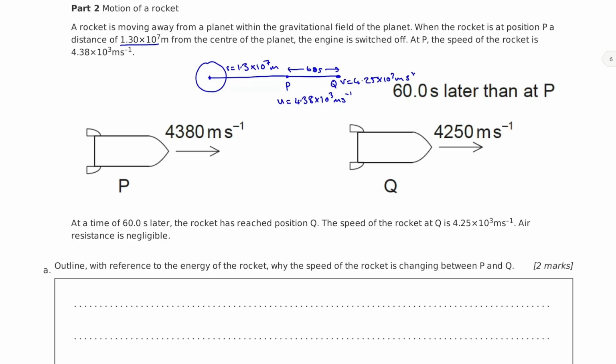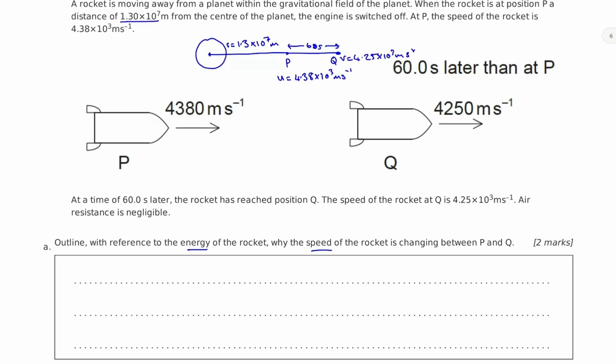Air resistance is negligible. Outline with reference to the energy of the rocket why the speed of the rocket is changing between P and Q. So the speed has decreased. First of all, the energy of the closed system is constant.